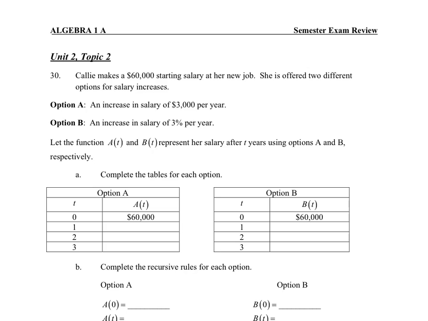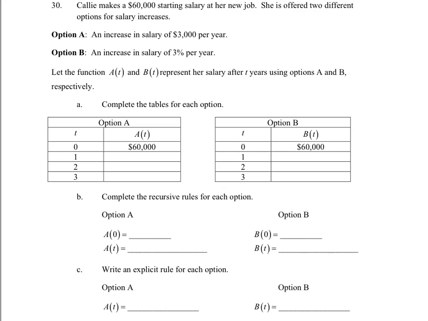Question 30. Callie makes a $60,000 starting salary at her new job. She's offered two different options for salary increases. Option A is an increase in salary of $3,000 per year. Option B is an increase in salary of 3% per year. Let the function A of t and B of t represent her salary after t years using options A and B respectively. So the first thing that we're asked to do is complete the tables for each option.